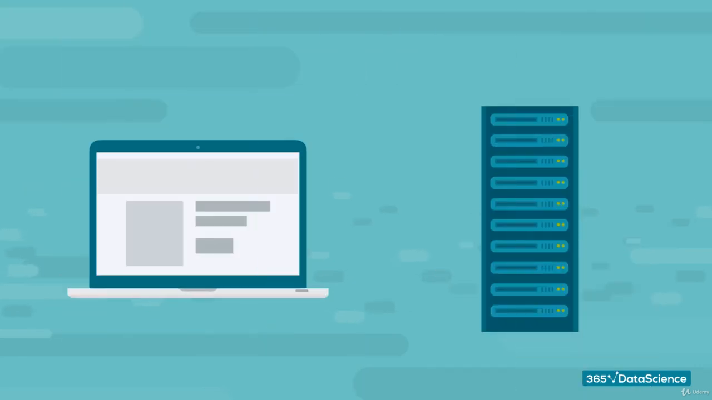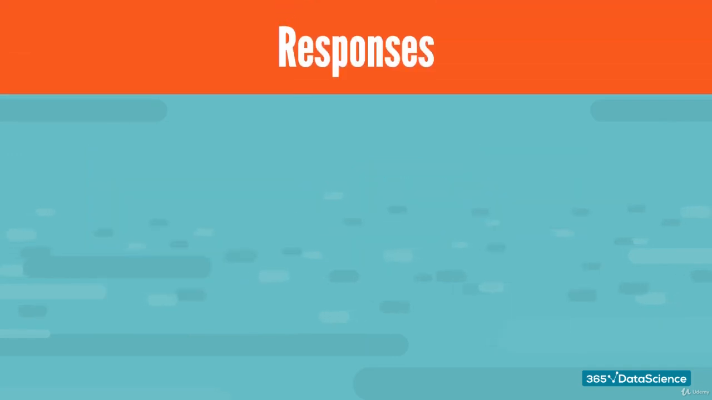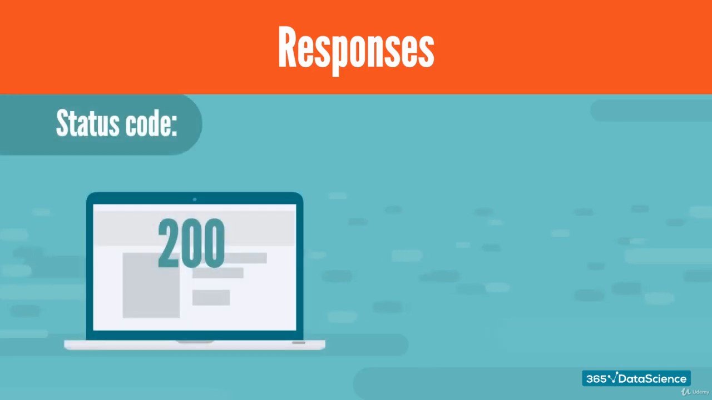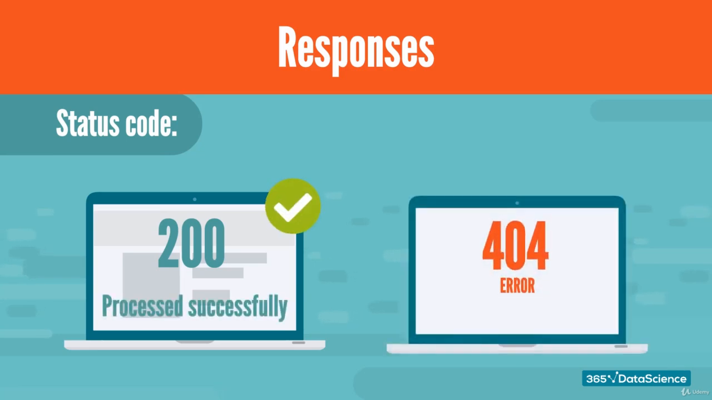Okay, knowing what request to send is only half the story. We need to understand the response too. To indicate whether a request was successful, the response from a server contains a status code. Every status code has a given meaning. The most common ones are 200, which indicates that the request was processed successfully, and 404, which you have probably seen when trying to access a missing web page.